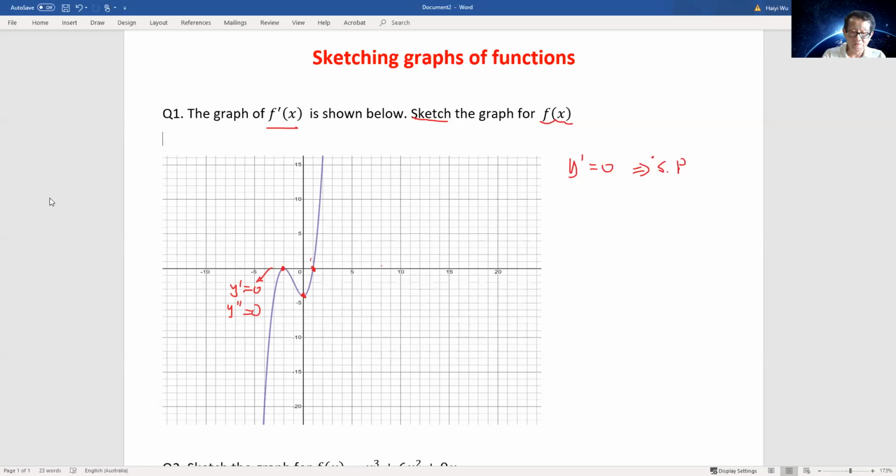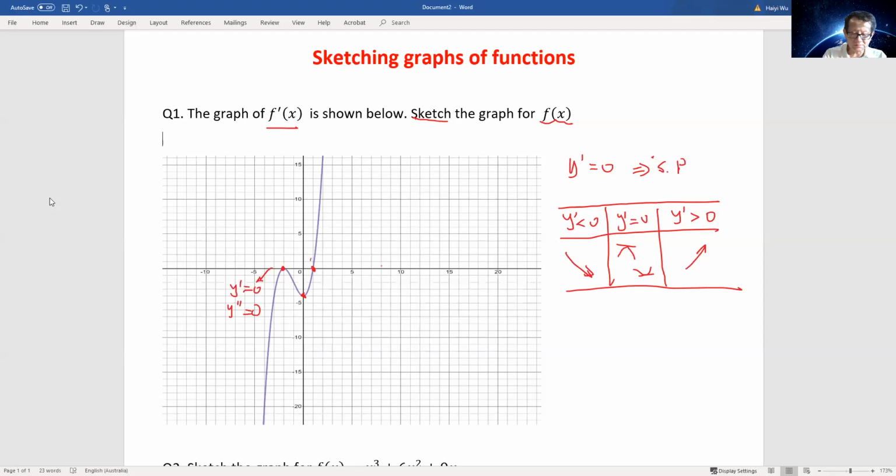So remember, we have two tables. Let's summarize the table we did in the last lesson. We know y' less than 0, equal to 0, or positive. When the derivative is negative, the graph goes down. Derivative equal to 0, the graph is either stationary, maximum or minimum. If the derivative is positive, the graph goes up.